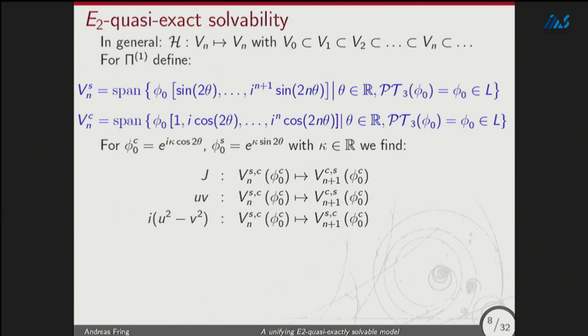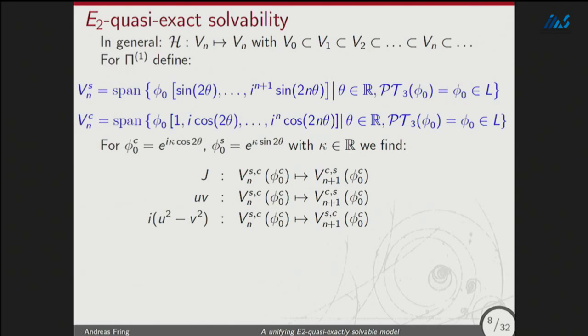No, sorry, that was PT1. It permutes the U and V, and it leaves the J invariant. And these kind of states will satisfy this. And if you plug them in here, then you can see that, for instance, J will send your space Vn s to Vn plus 1 c. That's obviously not what you want, because you are swapping odd and even spaces. And the same happens if I have here c, and then I go to s.